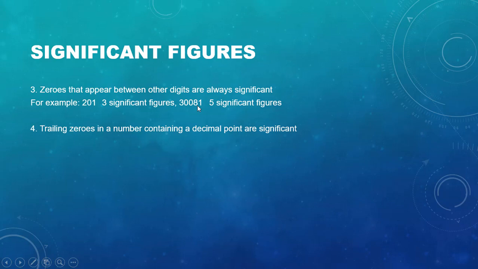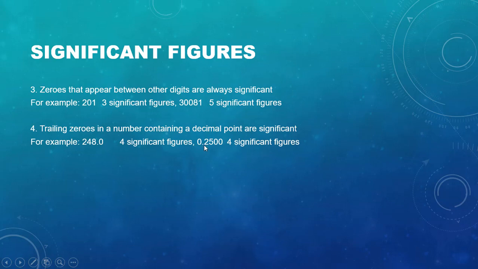The fourth rule is that trailing zeros in a number containing a decimal point are significant. So when we have a number and we have zeros behind a decimal point, once there's a decimal point in the number, we have to consider those zeros significant. Let's look at some examples here. So for example, this number here, 24.0, has 4 significant figures because of this trailing 0 here and the presence of this decimal point. We have to consider this 0 to be significant. So we get 4 significant figures.